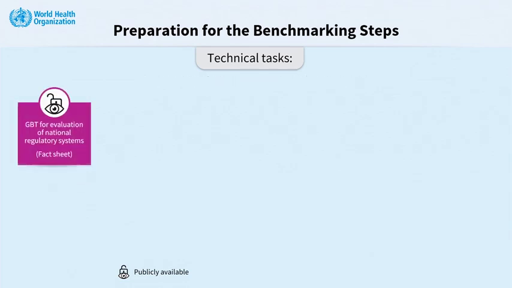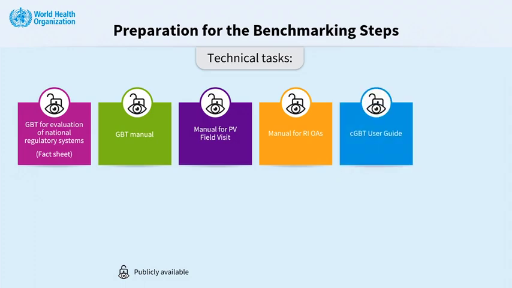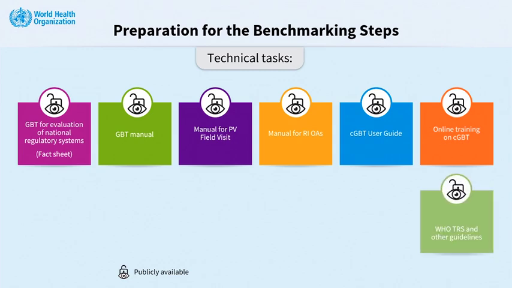These include the GBT fact sheet, GBT manual, where methodologies and steps of the benchmarking are described, the recently updated manuals for conducting pharmacovigilance field visits and observed audits related to regulatory inspection function. Additionally, there is a user guide for the CGBT along with online training on the same, and all publicly available WHO and other international guidelines.